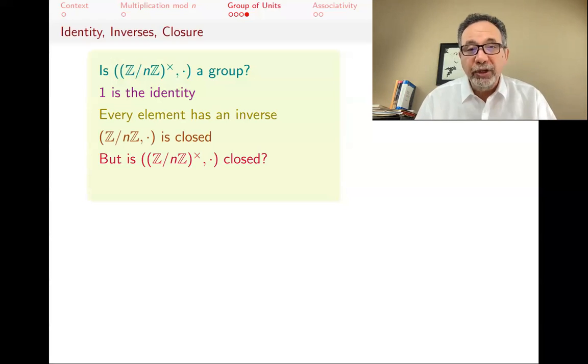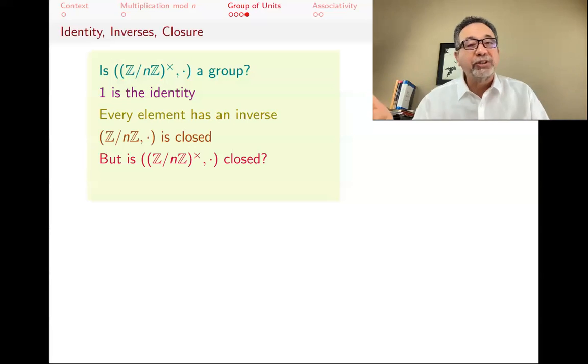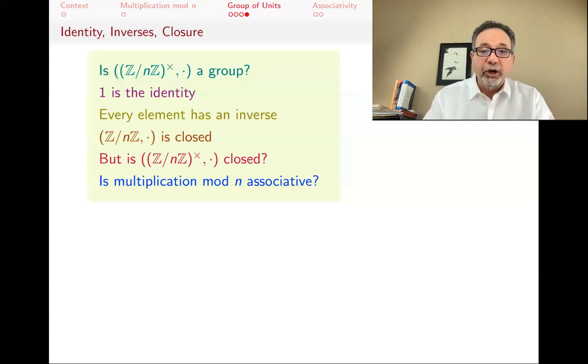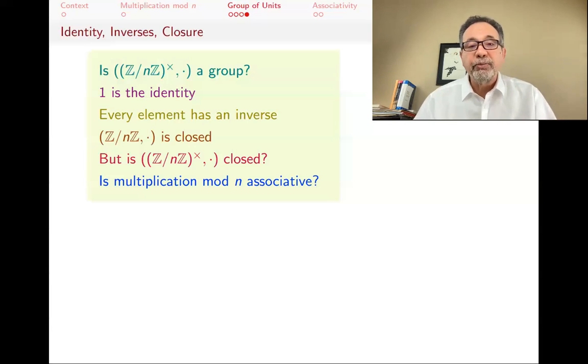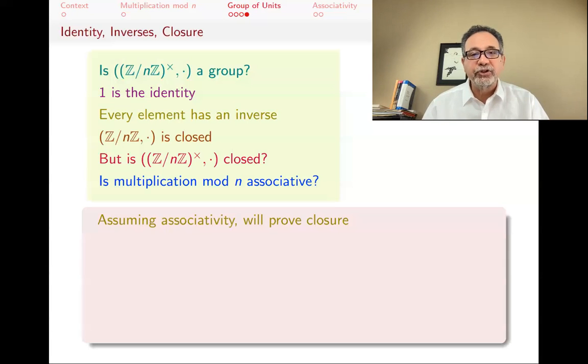But is the group of units closed? It doesn't follow from the previous one because we have thrown out some of the elements. So maybe if you take 2 units and multiply them, the result is not a unit. And it's one of the other guys, the guys you threw out. A little bit harder to prove is that the multiplication modulo n is associative. And I'm going to prove those 2 things first, then I'll come back to Z mod NZ and say some more things about it. Assuming associativity, we'll prove closure first.